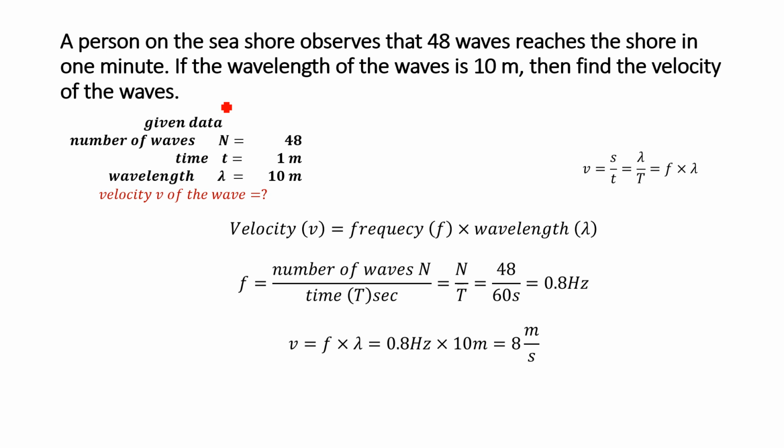Today we are going to solve this numerical. A person sitting on the seashore observes that 48 waves reach the shore in 1 minute. If the wavelength of the waves is 10 meters, then find the velocity of the wave.